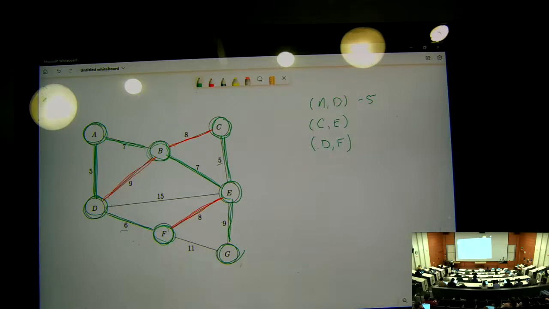But MSTs are unique if the edge weights are unique. Otherwise, there could be multiple MSTs. Any other questions?